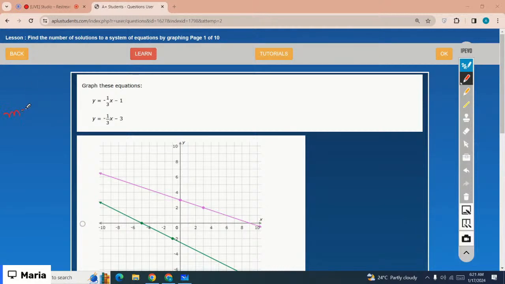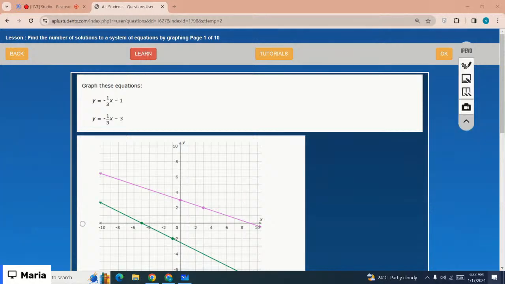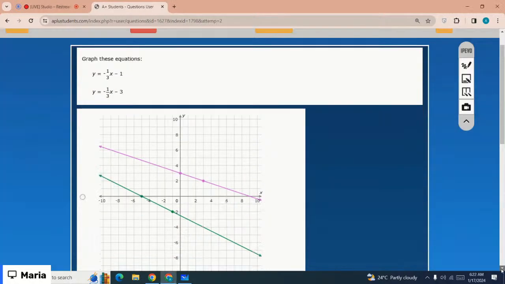For the first one, slope is negative 1 over 3. The y-intercept is 0, negative 1. For the second one, the slope is negative 1 over 3 and the point is 0, negative 3. So this isn't the solution, right? Because here you have the y-intercept at 3, but we have both on the negative side, right? So just look at the second one. The lines are parallel, no solution, right?